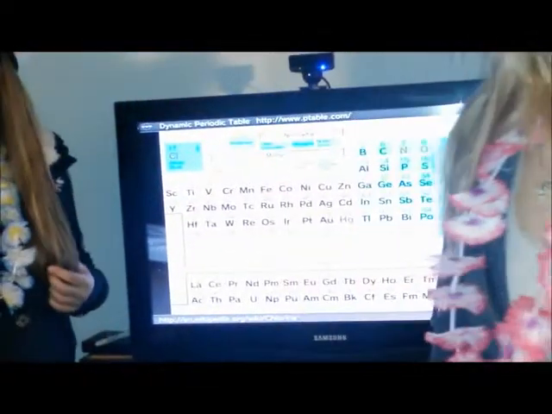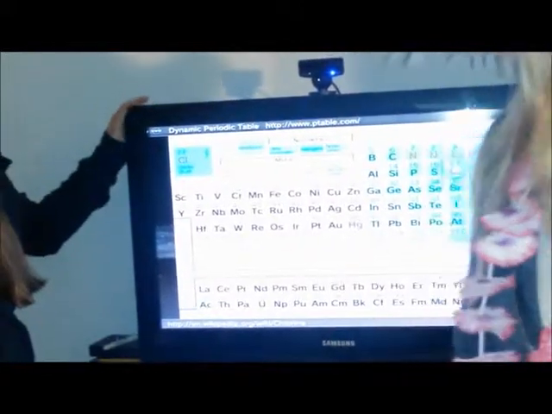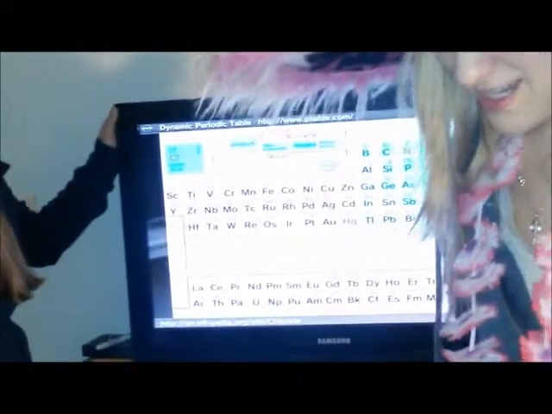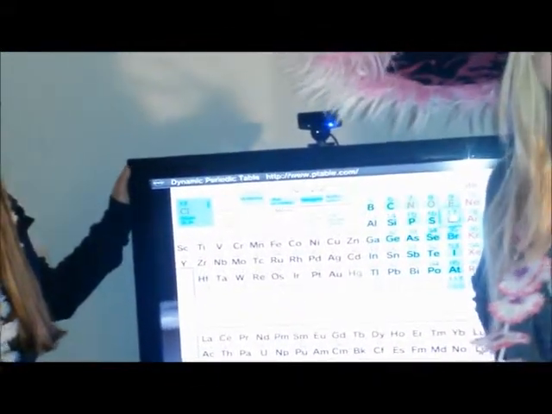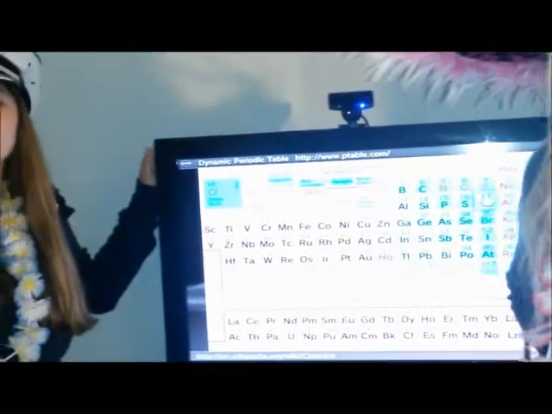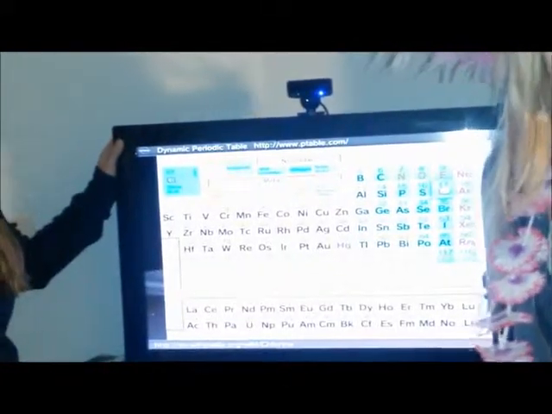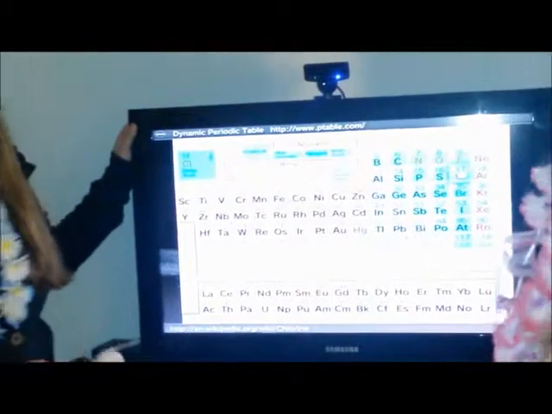Nonmetals have properties opposite those of metals. Nonmetals are brittle, non-malleable, and non-ductile. Poor conductors of heat and electricity, they tend to gain electrons in chemical reactions. Some nonmetals are liquid.